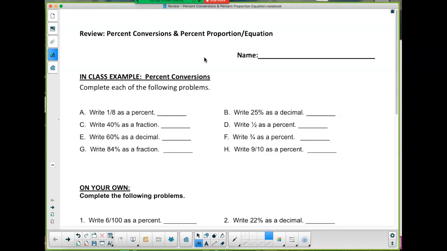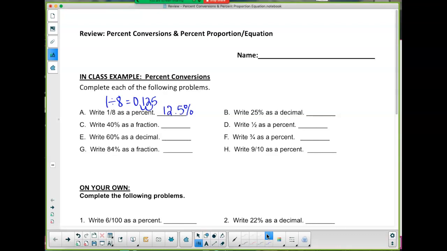Go ahead, Zachary. 12.5%. You're going to use your calculator and do 1 divided by 8, which is 0.125. Okay, that's a decimal, and then to change it to a percent, we have to move our decimal back 2. So it's 12.5%. And we can use our calculator to help us with that.